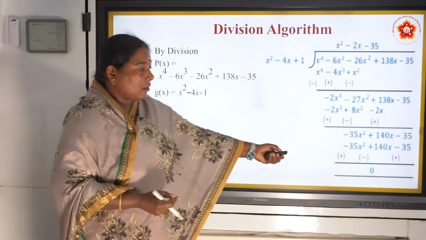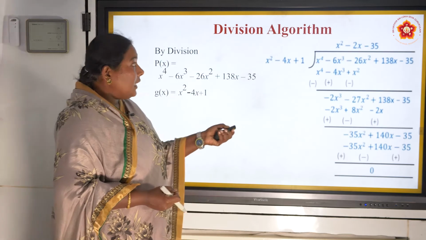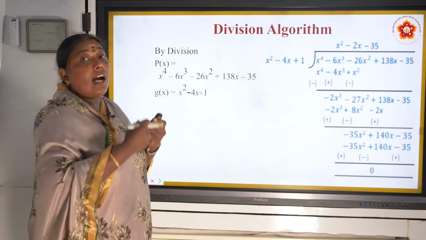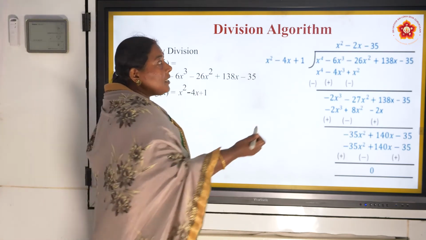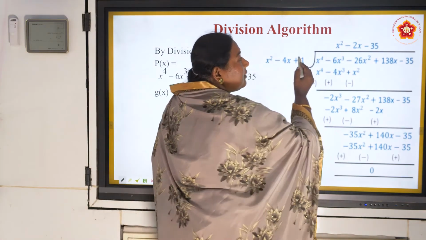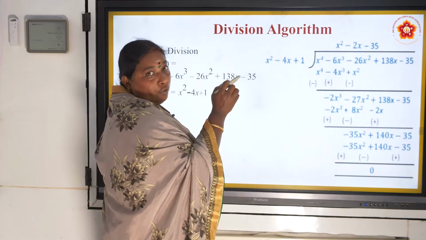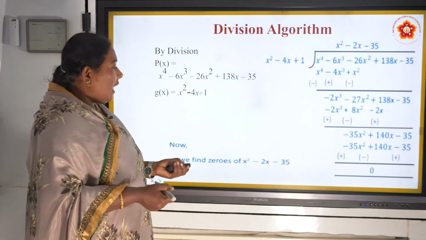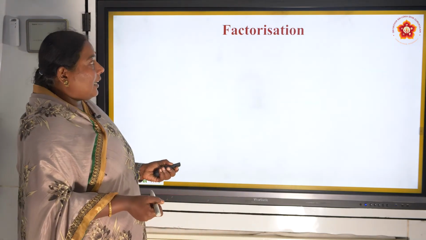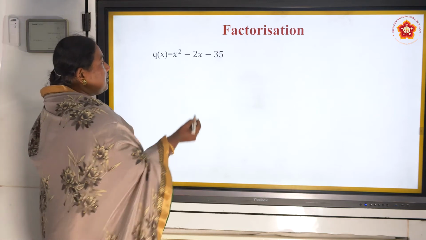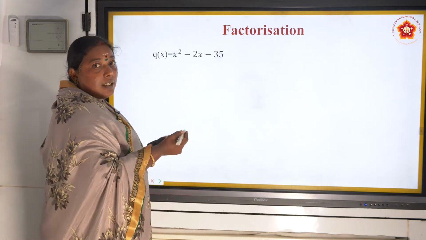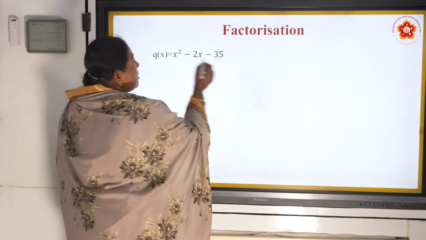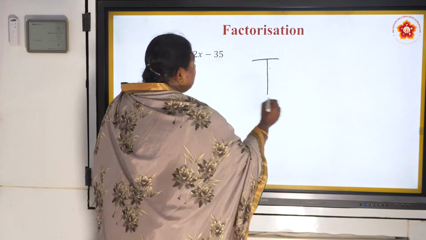So see, same steps. Next, they have asked to find the other two zeros. That means I should not keep the factor in this form, as a polynomial. I have to reach the zeros. So for that, what do I have to do? I have to factorize. I think you know how to factorize this. In the previous 9th standard you have learned. So how to do it? It's the I method.